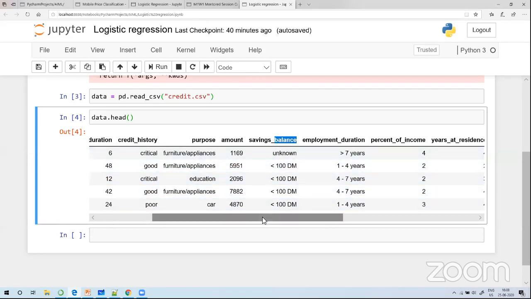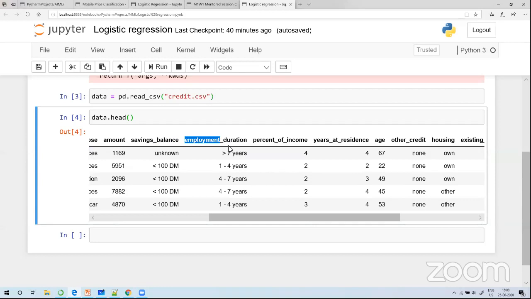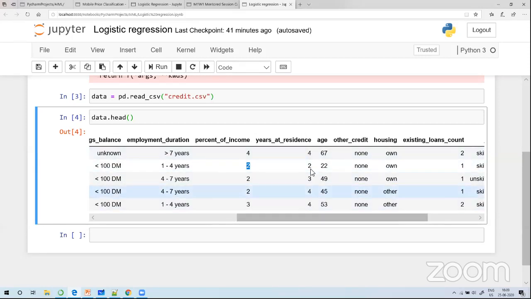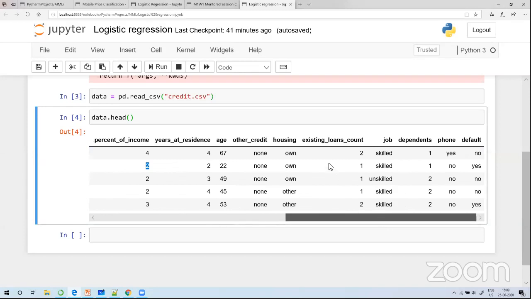Again, some categories here. Employment duration, how long that person has been employed, like 1 to 4 years, greater than 7 years, less than something, etc. Percentage of income, maybe the amount of loan in terms of percent of income, maybe 4% of their overall income, 2% of their overall income. Years at residence, how long they have been staying at the address that they have provided. Age, other types of credit if they have.